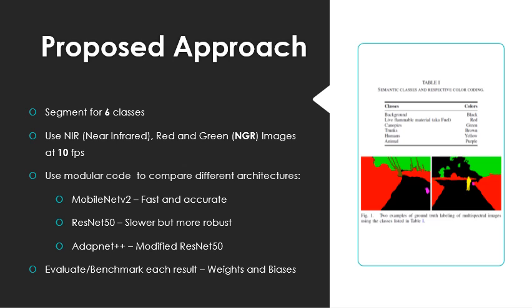We utilize the NGR images, trying to achieve 10 frames per second for real time. If the robot moves fast, it could easily avoid humans or animals at that frequency.